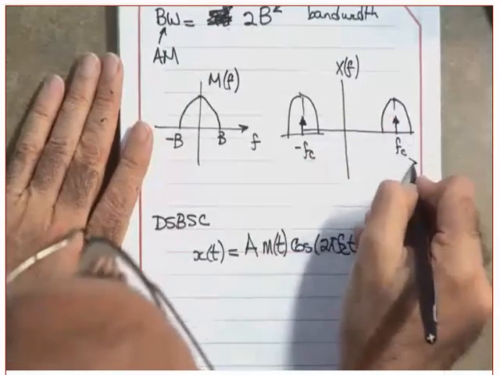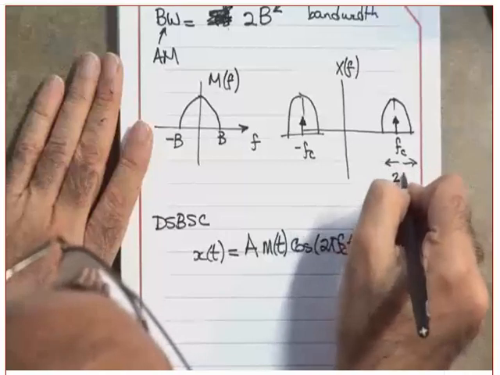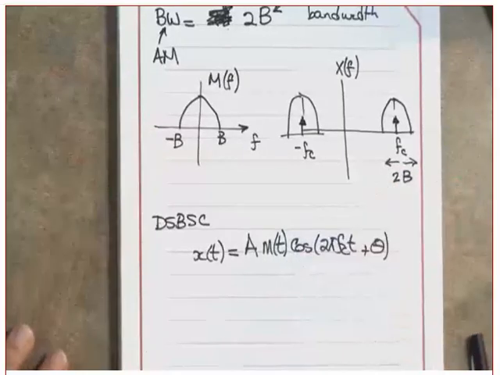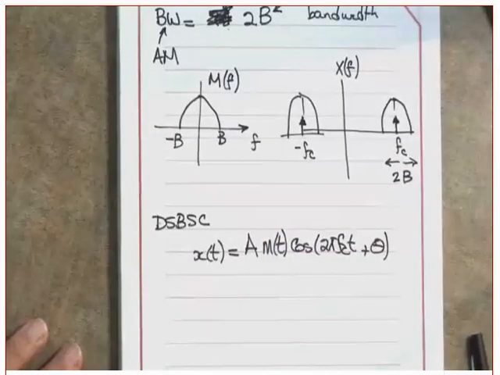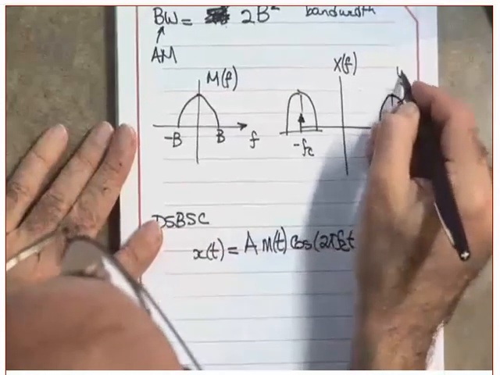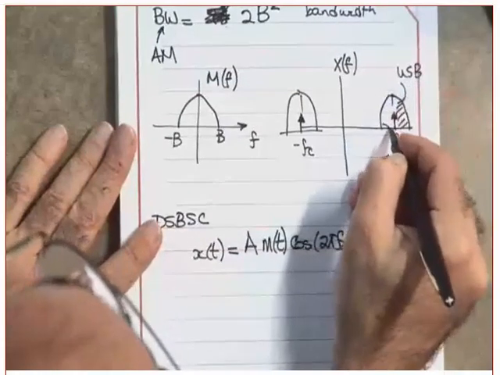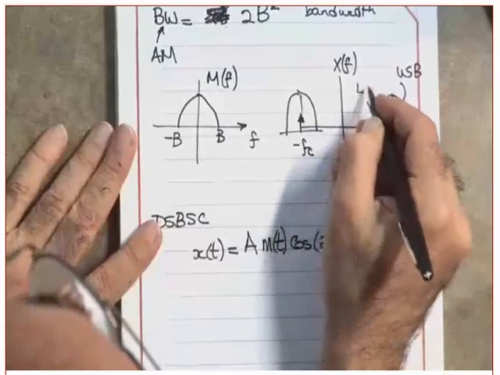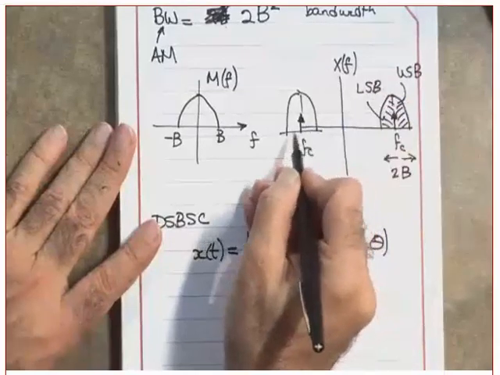What is the bandwidth? The bandwidth is 2 times B. Clear? Now, what do we call this? This one is called the upper sideband. This one is called the lower sideband. How about here?